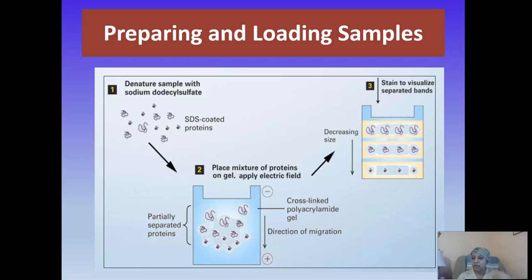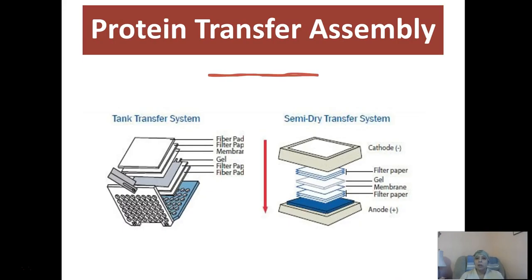If you go too fast, you can get streaking and you can get the gel not looking as crisp and clean as possible. Similarly, if you go too low, it's going to be too slow, and then it's going to give you some loss of proteins, and the bands are going to be fuzzy and not looking very clean as well. Once the gels are done, now we get to the second part, which is to transfer our proteins from the gel onto that membrane.